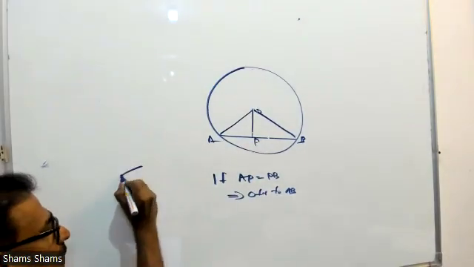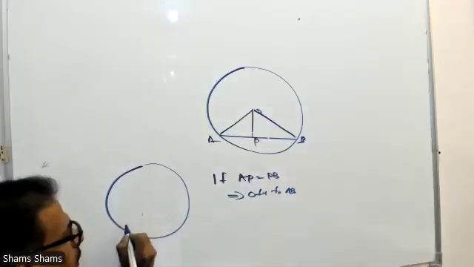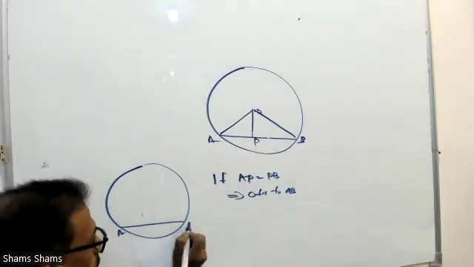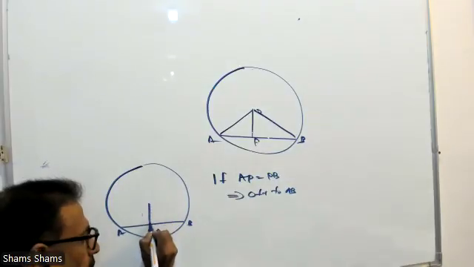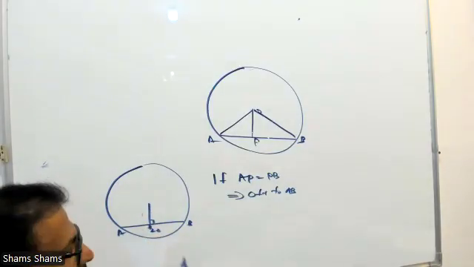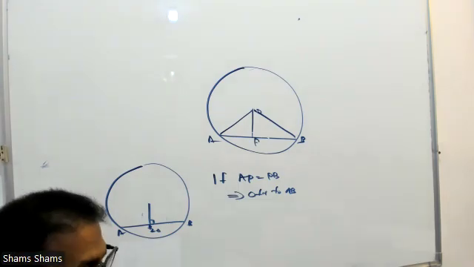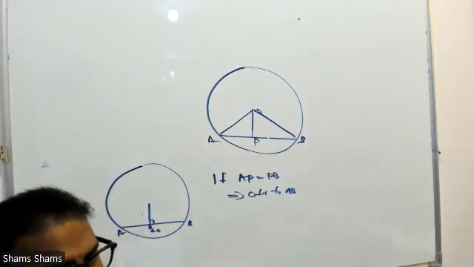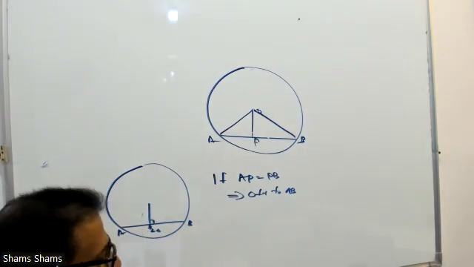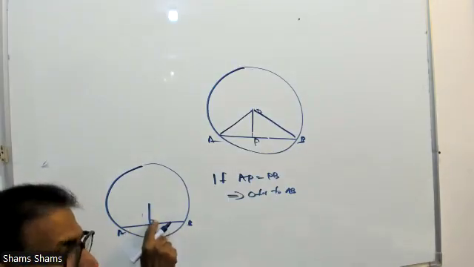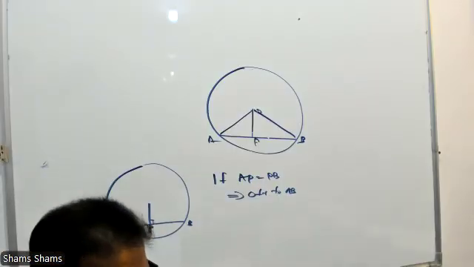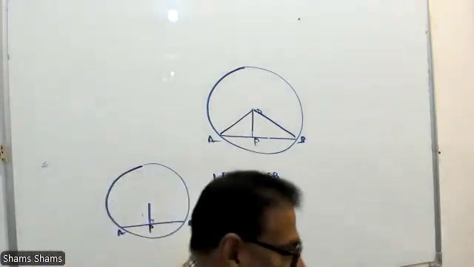Look, suppose here AB is a chord. This length is 20. If we draw a perpendicular here, how much is AP, with AP equal to PB? 10 centimeter. That's all. The converse is: if AP equals PB, then this angle is what? 90.